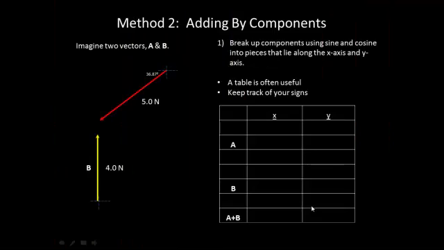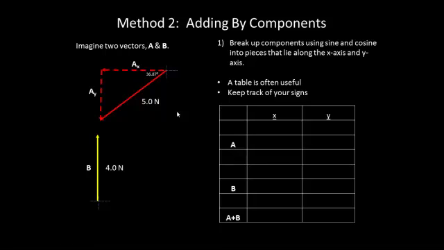All right, so let's go ahead and talk through an example. We're going to begin by breaking up the components using sine and cosine into pieces that lie along the x-axis and the y-axis. A table is often useful to use, and you want to be careful to keep track of your signs. So let's begin by breaking up A into its x component and its y component.